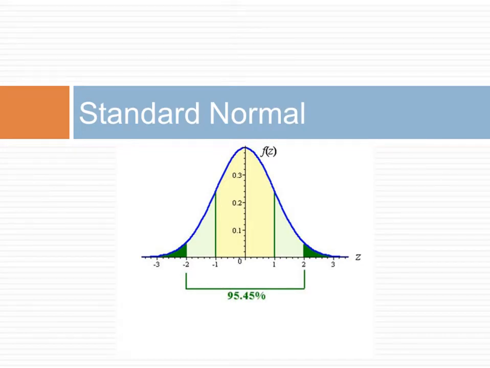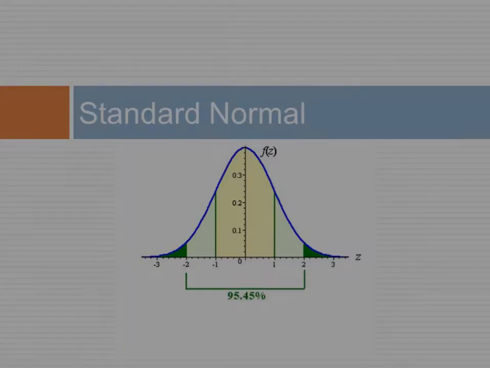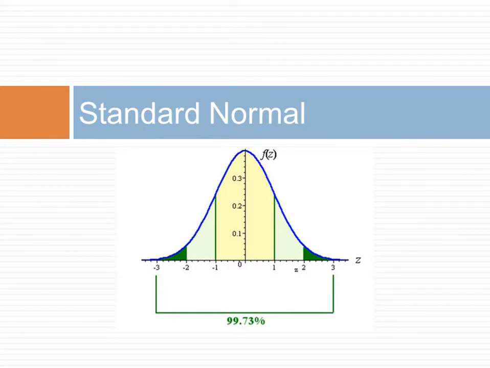95.45% of the data fall within two standard deviations. This is the white and the yellow area under the standard normal curve shown here. 99.73% of data fall within three standard deviations of normal curve.